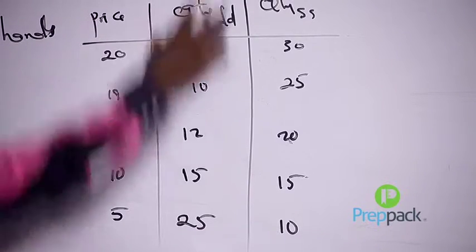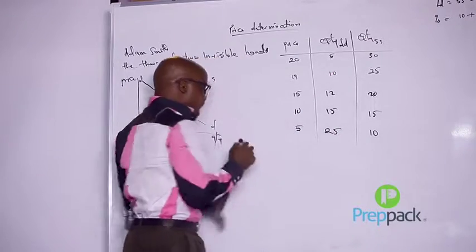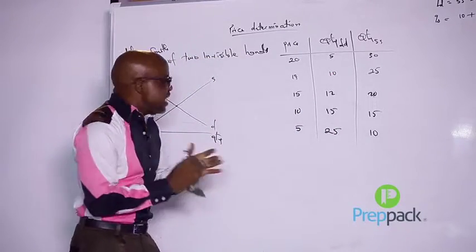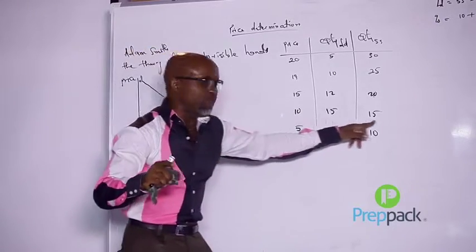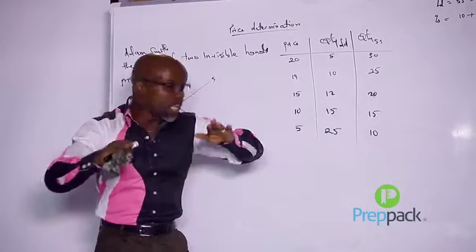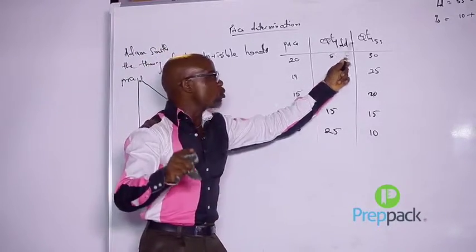Okay, the quantity demanded is increasing. The quantity supplied is decreasing. Now you are asked, what is the equilibrium price? The equilibrium price is 10 naira, and the equilibrium quantity is 15. The table is arranged, which means equilibrium is the point where quantity demanded equals quantity supplied.